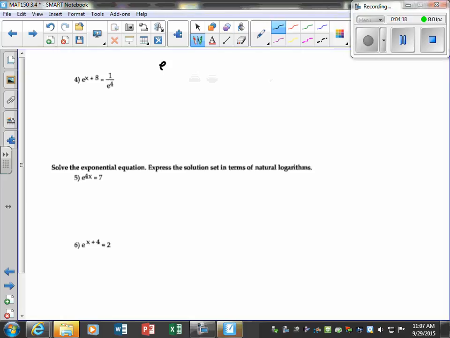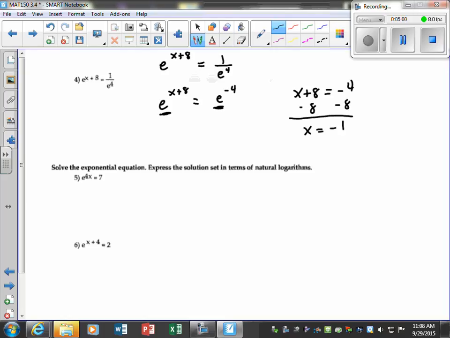Okay, let's try this one, which is e to the x plus 8 equals 1 over e to the 4th power. First thing is, how can I rewrite this one? Equals, good. So first thing I want to do is rewrite this one as e to the negative 4. Remember, if you move it from the denominator to the numerator, the exponent changes sign. And then we get e to the x plus 8. Well, now our bases match. So we can just say x plus 8 equals negative 4. And then we solve for x. Simply x equals negative 12.